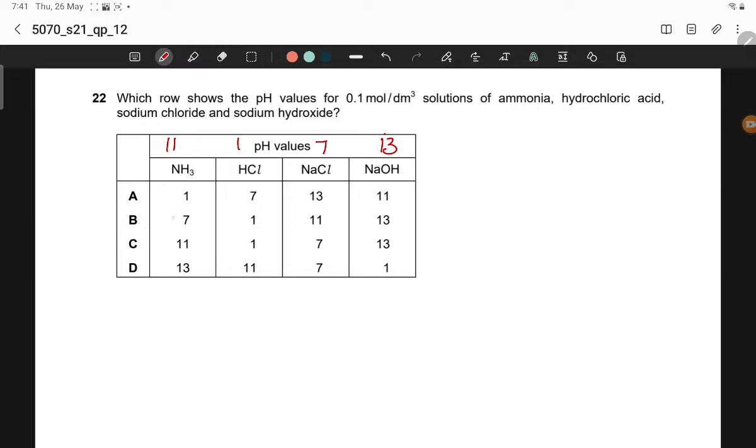So this is incorrect. B option, 7 is incorrect. 1 is correct, 11 is incorrect. 13 is correct, 11 is correct. 1 is correct, and 7 is correct, 13 is correct. So C option must be correct.